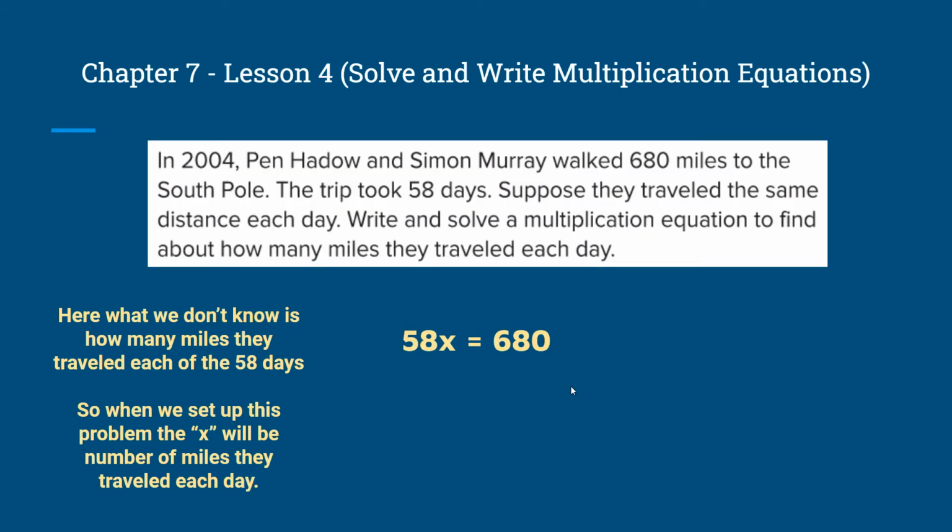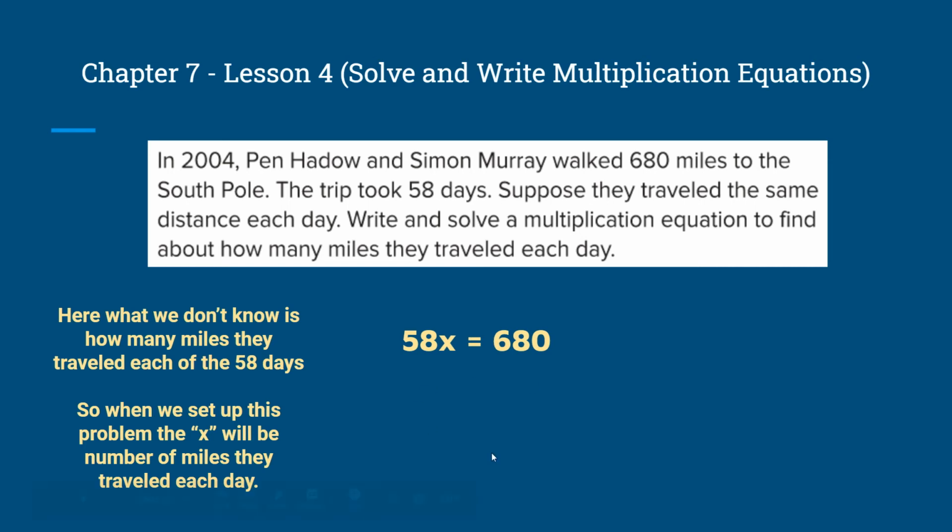Here's a tricky one now. You have one in your assignment that's kind of like this, so watch what we're going to do here. Again, the process is set up the same. It's just going to be a little bit trickier because the number doesn't come out great. Here's what the problem said. In 2004, Ken Hadway and Simon Murray walked 680 miles to the South Pole. The trip took 58 days. Suppose they traveled the same distance each day. Write and solve a multiplication equation to find about how many miles they traveled each day.